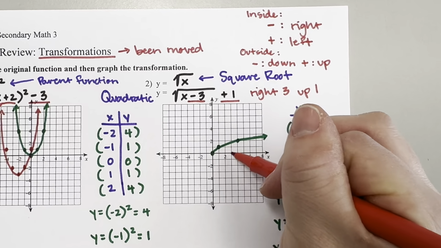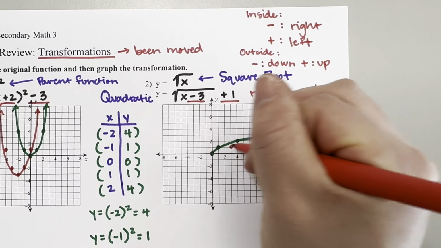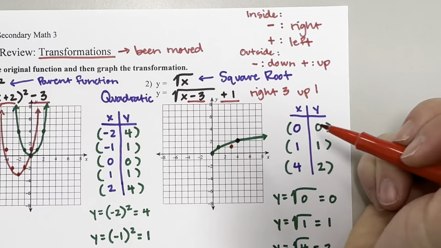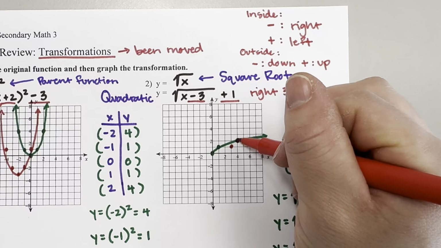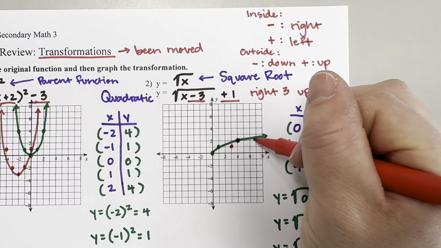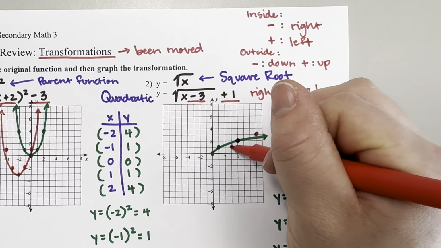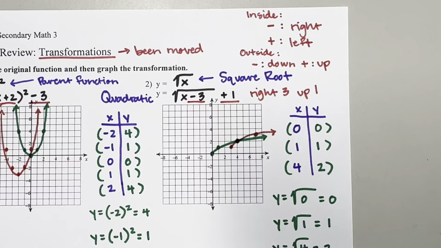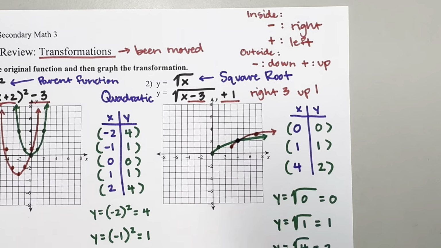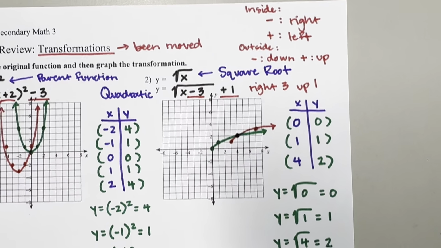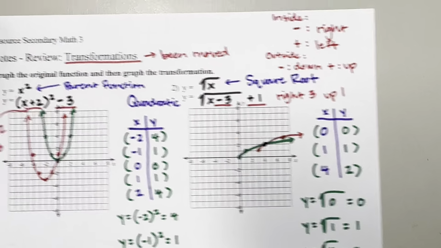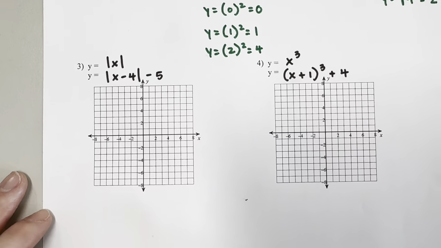Right 3, 1, 2, 3, up 1. Okay, my next one, right 3, 1, 2, 3, up 1. It's going to kind of overlap there. That's okay. And then my third one, right 3, 1, 2, 3, up 1. Okay, and we can see it's still the same basic shape as my green one. It's just been moved to the right 3, up 1. And we are done. Beautiful. Okay, same thing. Let's look at number 3.